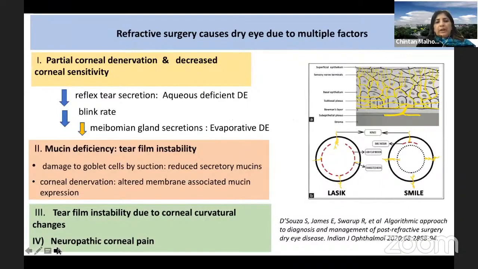We all know that refractive surgery causes dry eyes due to multiple causes. It causes corneal denervation, which leads to an aqueous deficient dry eye. Meibomian gland secretions are decreased, leading to an evaporative dry eye. There's mucin deficiency as well as tear film instability. And so it's all the more reason that for patients who are going to undergo refractive surgery, we need to look at dry eye very, very carefully, because any pre-existing dry eye is going to be aggravated very much.